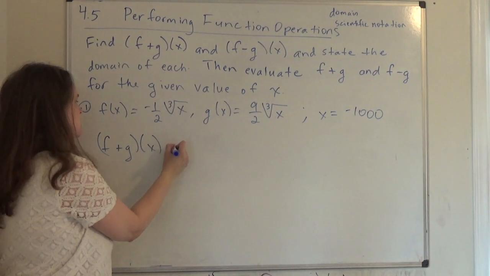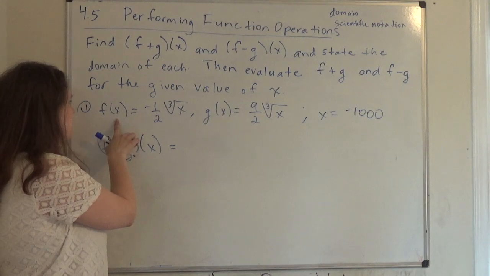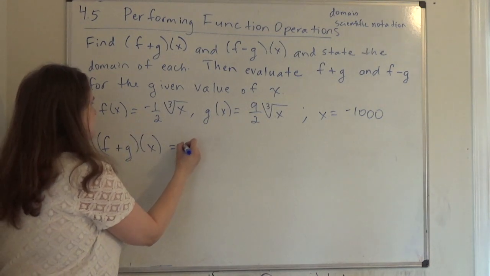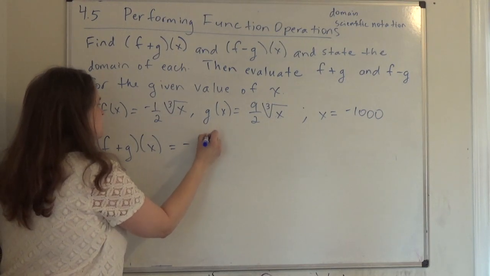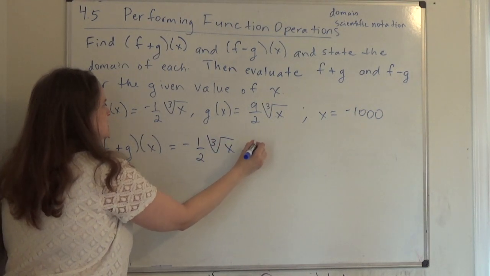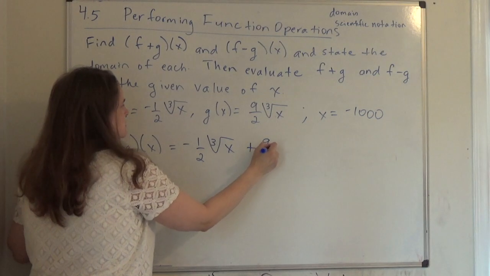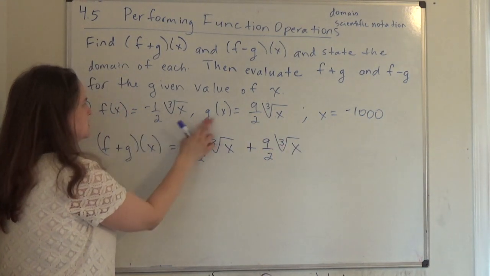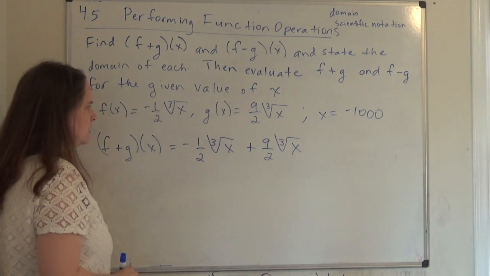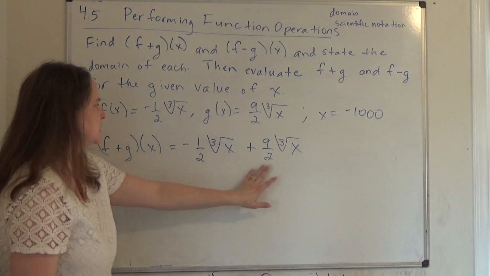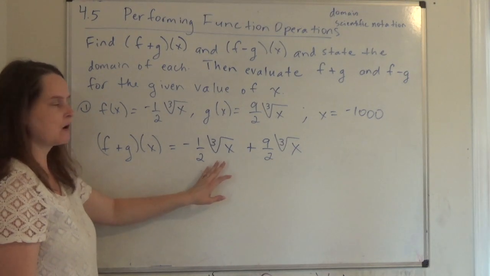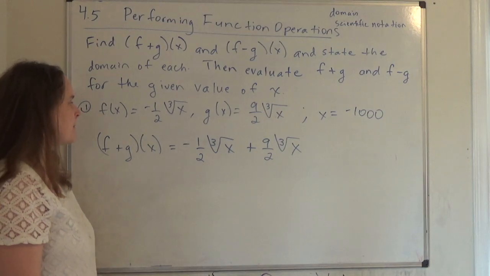F plus g of x equals, so it's going to be the f function plus the g function. So negative 1/2 times the cube root of x plus the g function, 9/2 times the cube root of x. So just f of x plus g of x. What can I do with this? Do I have like terms? Well, they both have cube root x, so these are like terms.